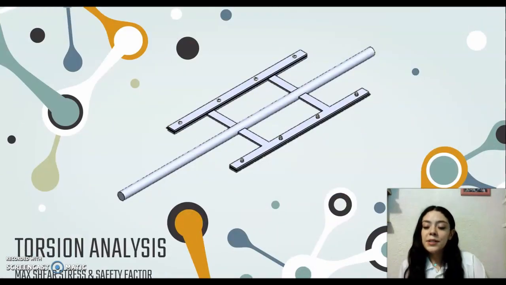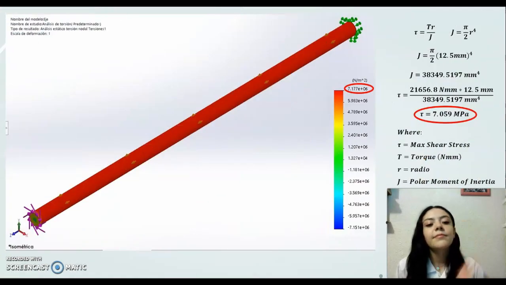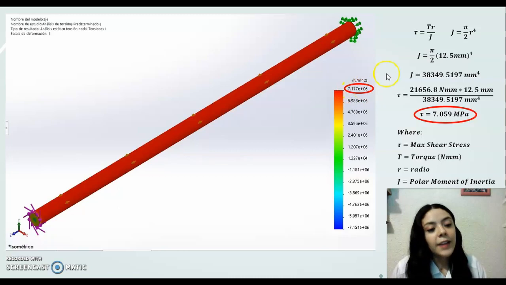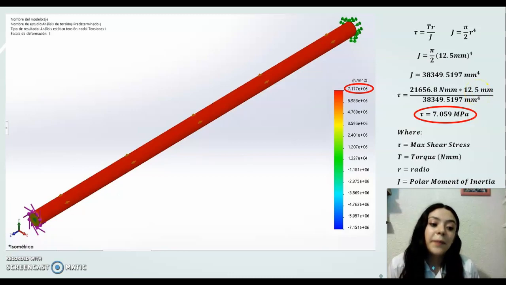Now with these calculations, we were able to do the torsion analysis, and we also obtained the maximum shear stress and the safety factor of the material. Here in this part, you can see the torsion analysis, and in this specific part of the shaft or axis, we added the 21.75 newton meters, which is the torque, and at the end we obtained a maximum shear stress of 7.17 megapascals. As you can see here, compared to the numerical analysis, it is the same value.